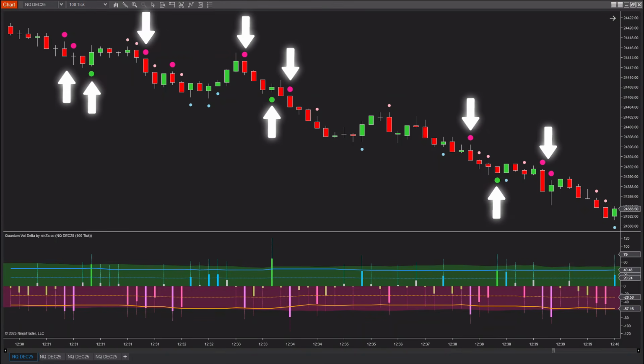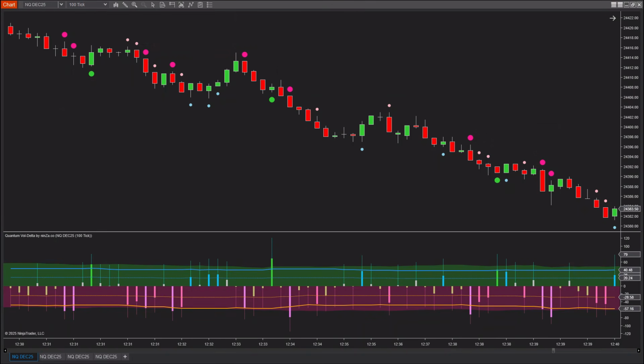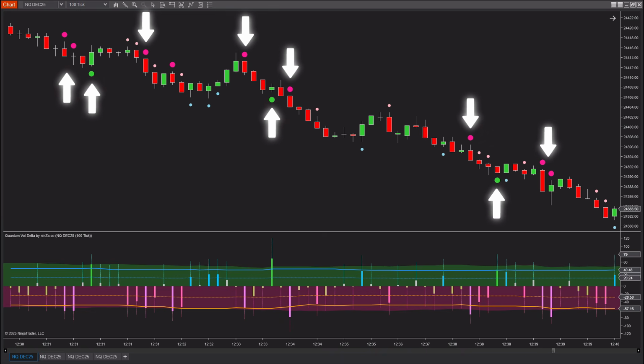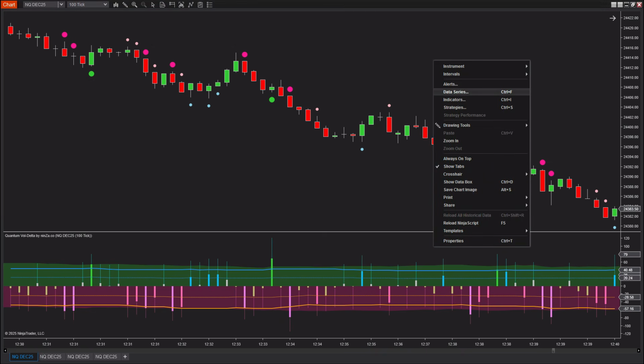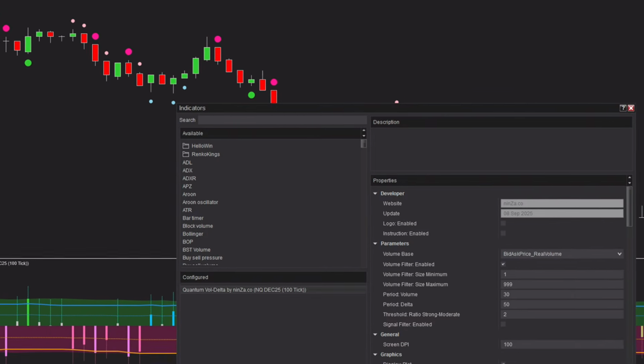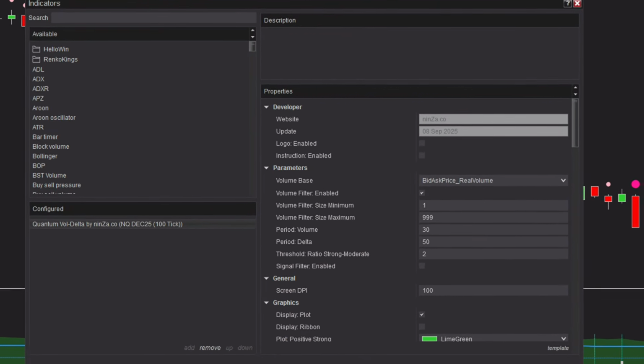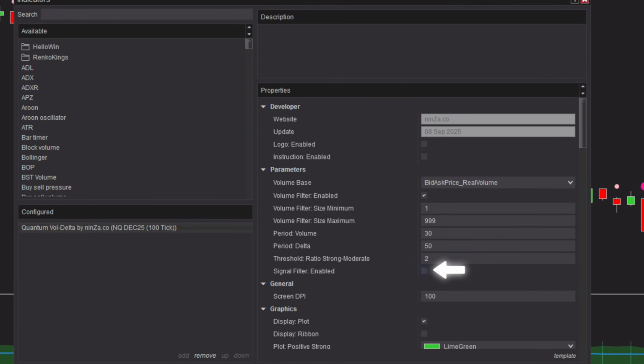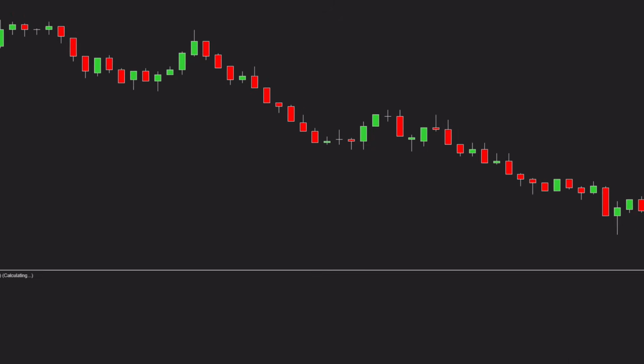Take a close look at the screen. What you're seeing now is the signal from quantum vol delta before it's filtered. And if you notice carefully, there are still some noisy signals mixed in here and there, which makes the chart a bit messy. So now, let's take a look at what happens once the signals are filtered. To turn on the signal filter, there's really just one simple step. Go into the parameters, and then just enable the signal filter option. That's it, quick and easy.